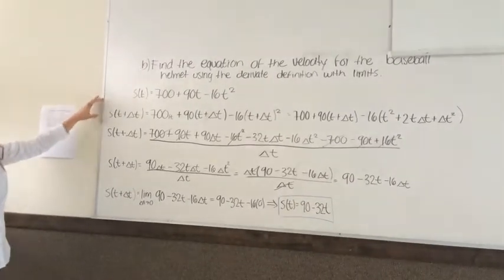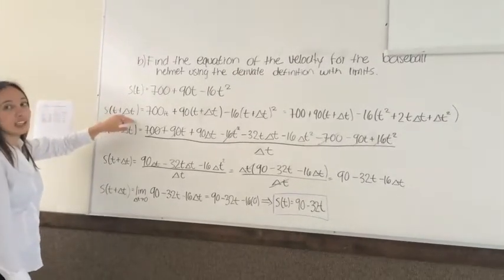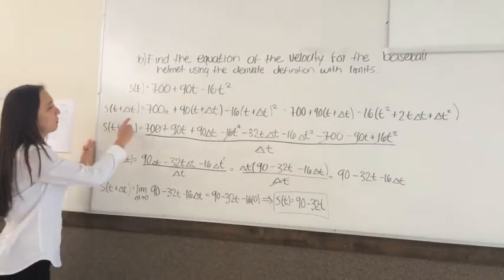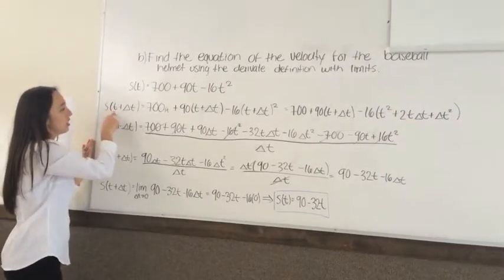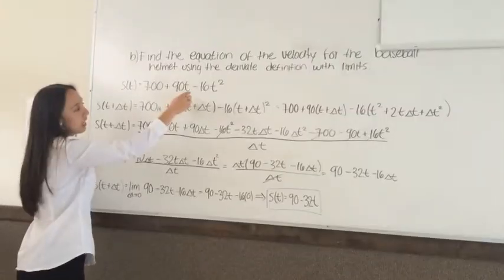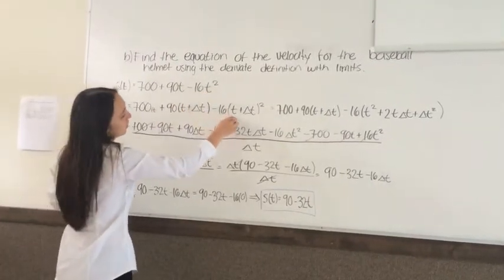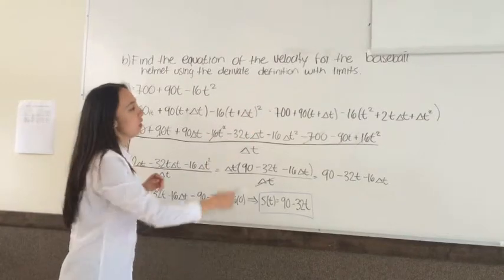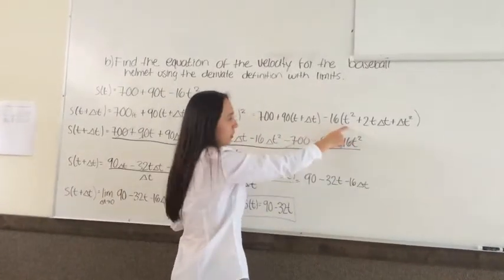So the derivative definition is S of t plus delta t. And everywhere where we see a t, in here and in here, we need to put this t plus delta t. See, here's a t, and it was substituted by t plus delta t. T squared is t plus delta t to the square. So we solve that, and we have this answer, and this is a perfect square trinomial.